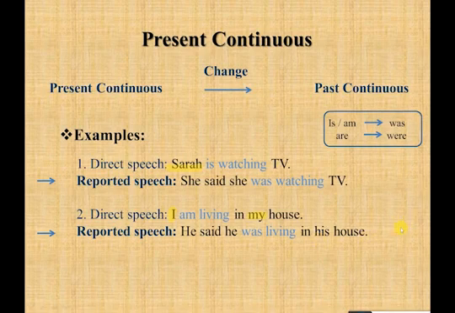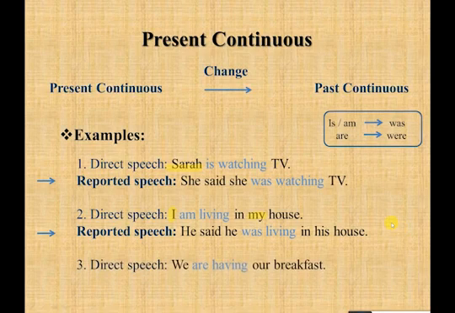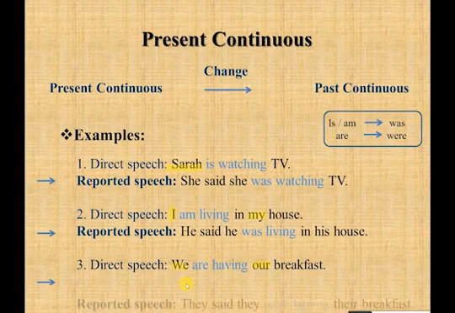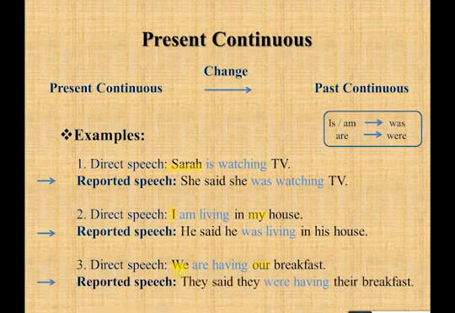Now look at the last example. We're having our breakfast. In this example, we have the pronoun we and the possessive adjective plus the verb itself, which is are having. In this sentence, we have to change we into they. We into they, as we said before. This is why I asked you to understand the changes. You have to memorize every change in this sentence, okay?